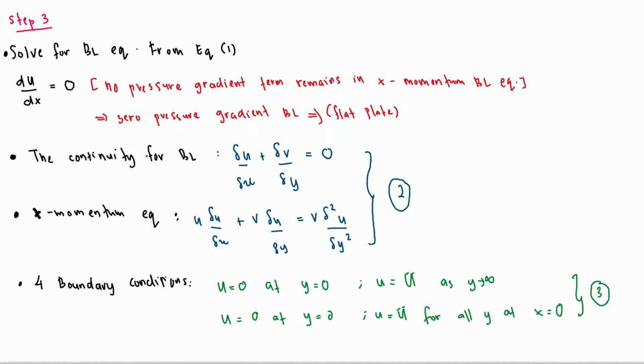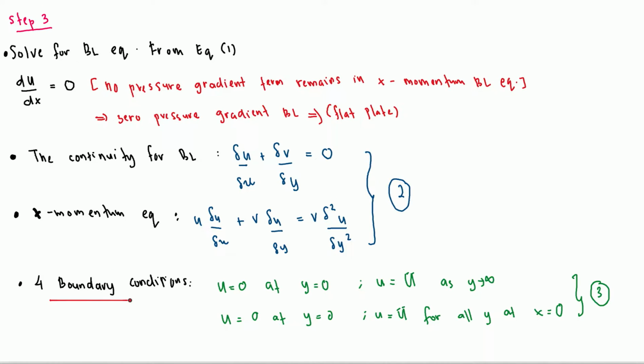Next, the continuity equation for the boundary layer: del u over del x plus del v over del y is equal to 0. This is the continuity equation. Next is the momentum equation in the x direction: u del u over del x plus v del u over del y is equal to nu del square u over del y square. This is equation number 2.